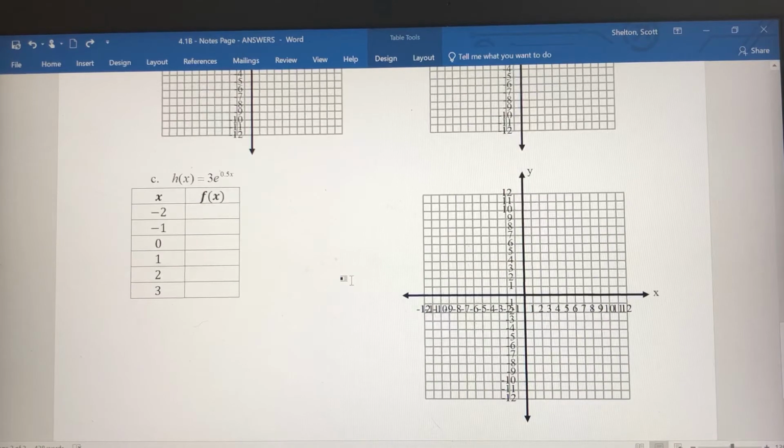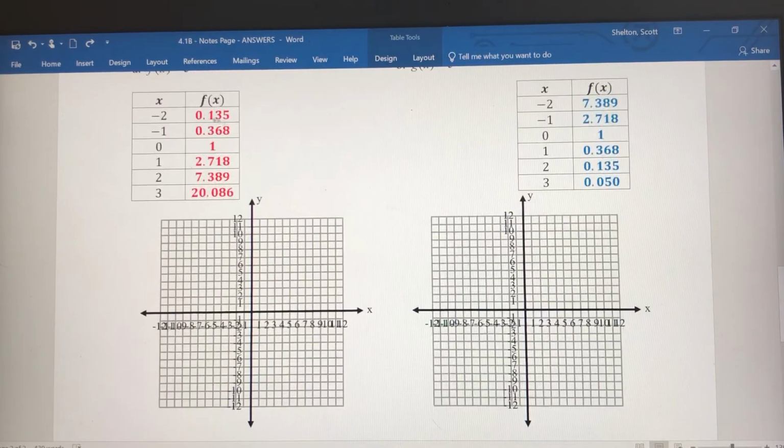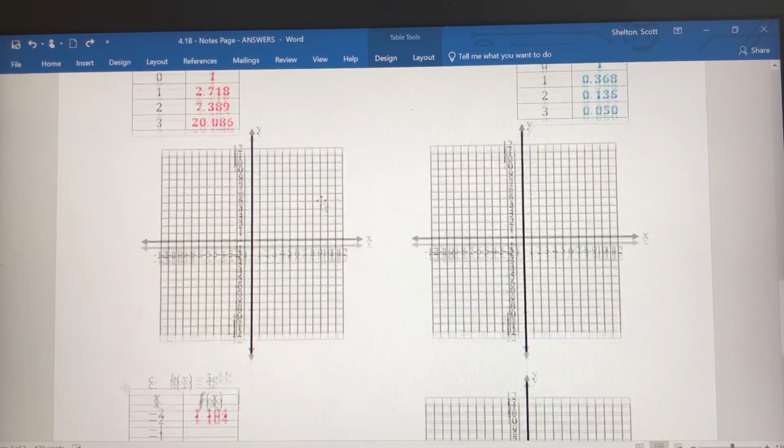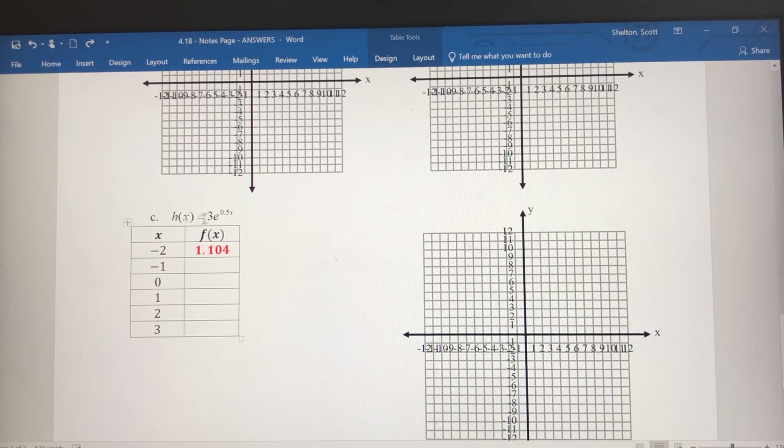And then the last one down here. It's easier just to create a table of values. If you tried to use all the transformations that we've learned, this would become pretty difficult. So let's just make a table of values here for this one. We plug in negative 2. So this becomes e to the negative 1, so 3 times that value. Remember, e to the negative 1 was 0.368. If you were to multiply 3 times that, you would get 1.104.